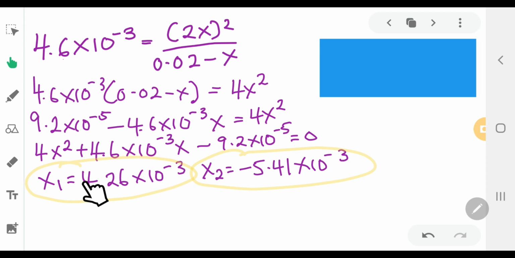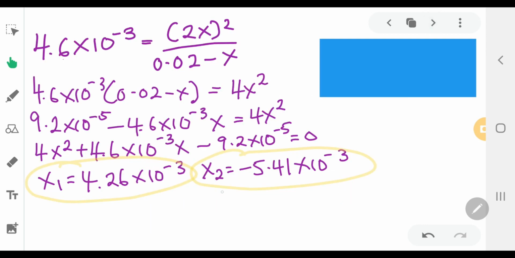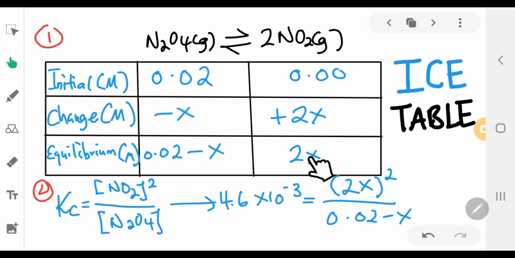Therefore, if you look at this value and that value, you can make a very good guess that x2 will be rejected. Why? Because when you take this number and substitute it into here, you would get a value that will be negative. If you take the value of negative 5.41 exponent negative 3, you would have a negative concentration at equilibrium. That is not logical. You cannot have negative concentration. You either have none or you have something. If it's very little, it's not going to be negative anyway.